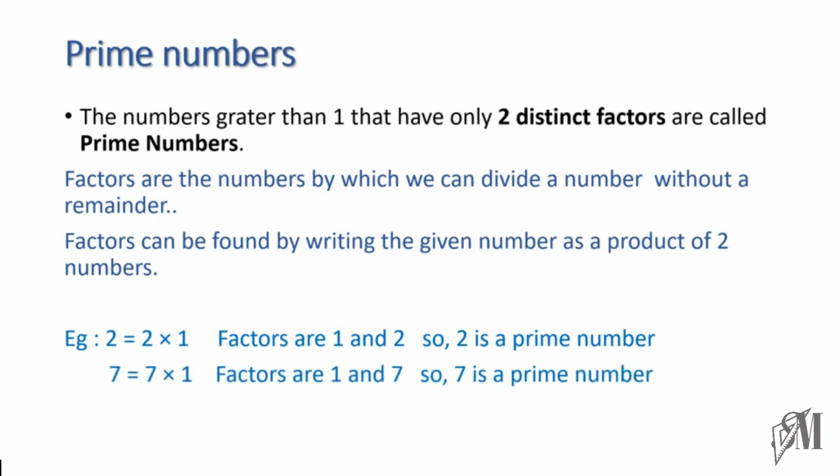And moving on to another one, it is 7. 7 into 1 is the only possible way of writing 7 as a product of two numbers. So 7 also has only two factors, that is 1 and 7. Therefore 7 also becomes a prime number.